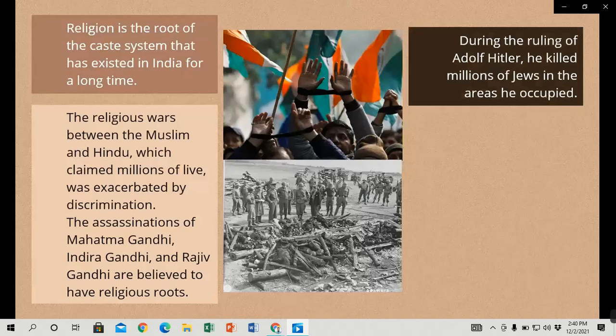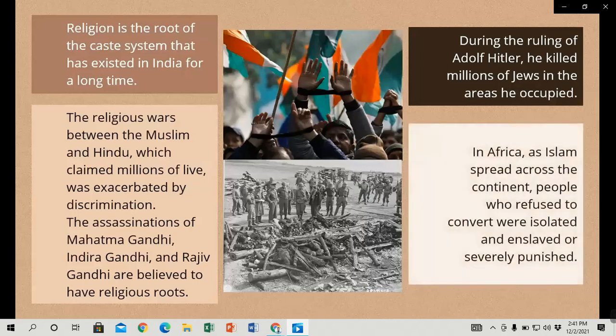Also, on the other side, in Germany, during the rule of Hitler, he killed millions of Jews in the areas he occupied, especially in Germany and in Poland. The Holocaust was a dark part of the history of the world, where millions of Jews and different minorities in the areas that Adolf Hitler occupied were killed. Focusing on the Jews, 6 million Jews died because of the Holocaust.